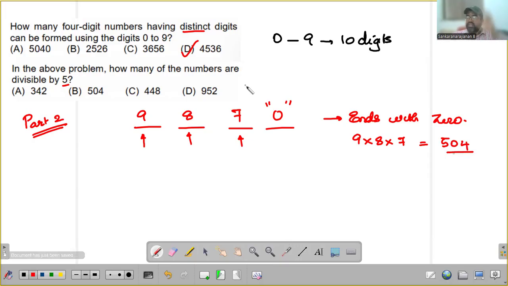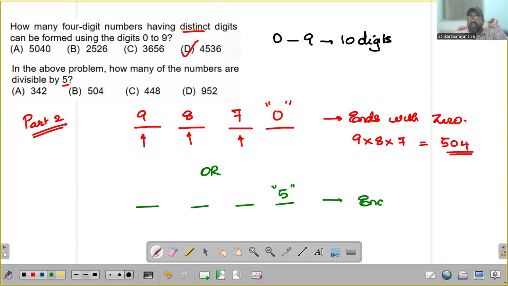Okay, so of the numbers that I considered, there are 504 numbers that are actually ending in 0. The number of ways it is 504. Or there is another possibility. You know what it is? It is ending with 5 because divisibility by 5 means the units digit should end with 0 or it should end with 5. So I'm considering the second case, it is ending with 5.